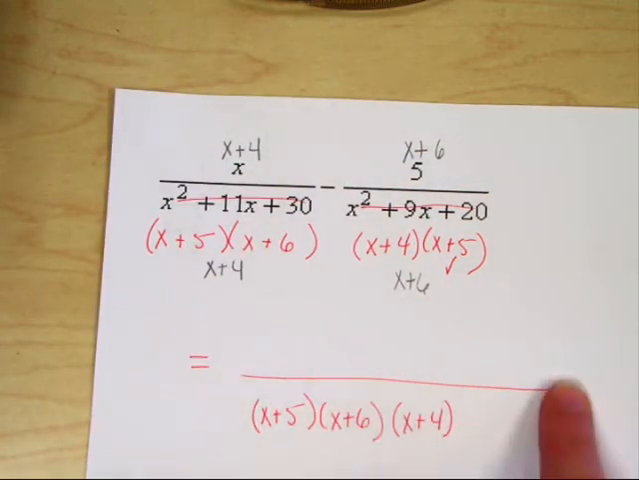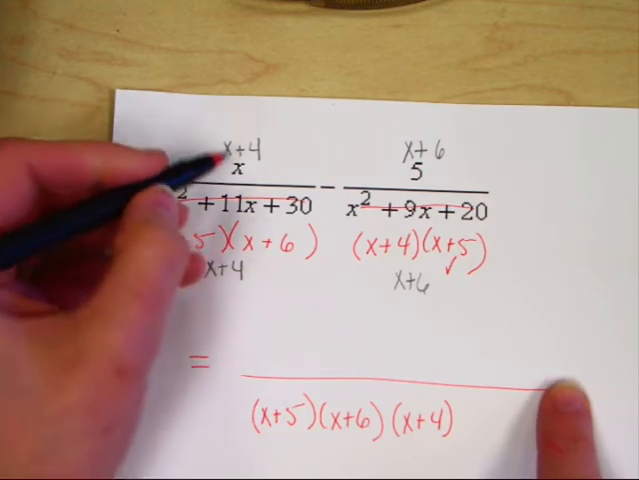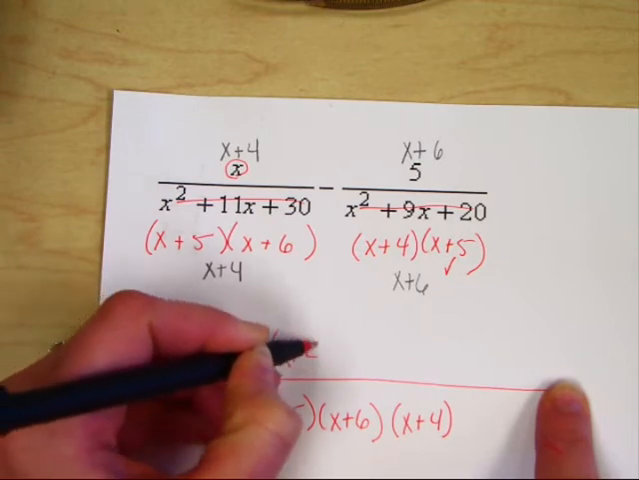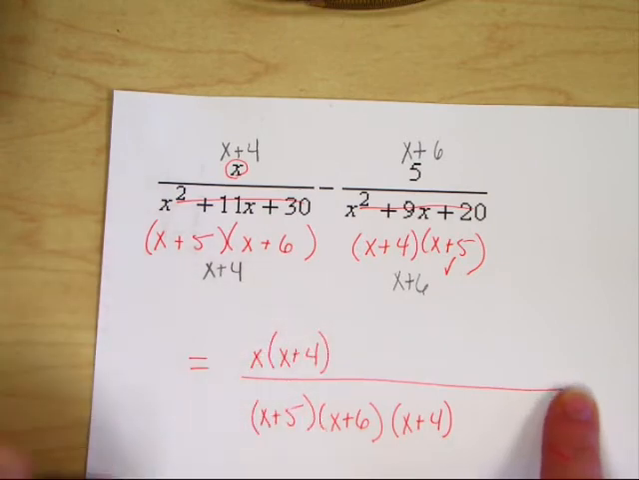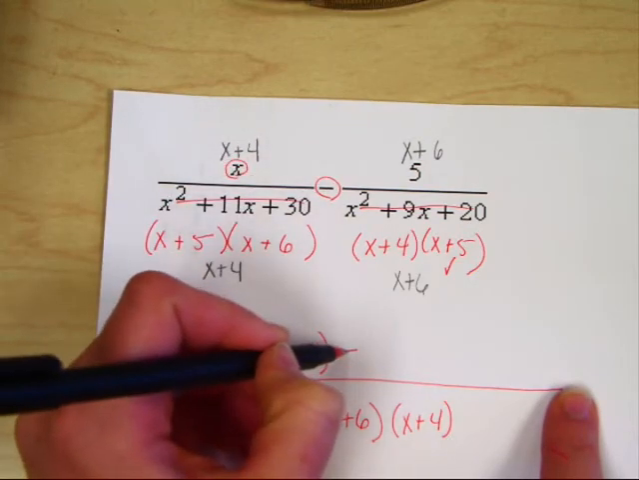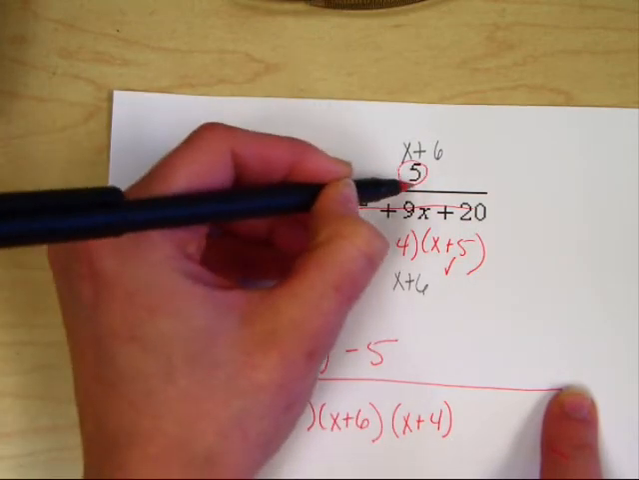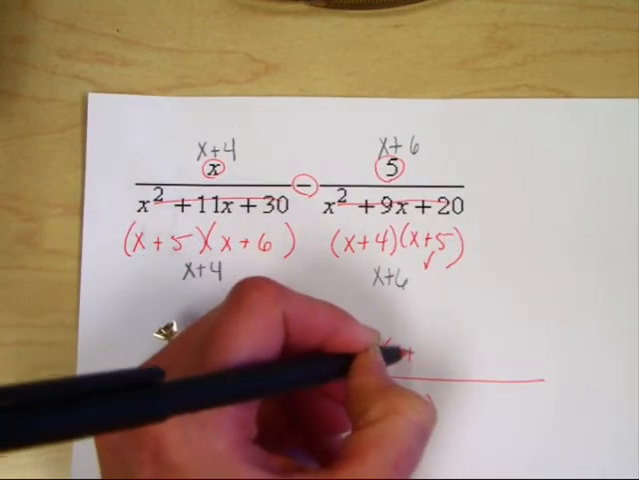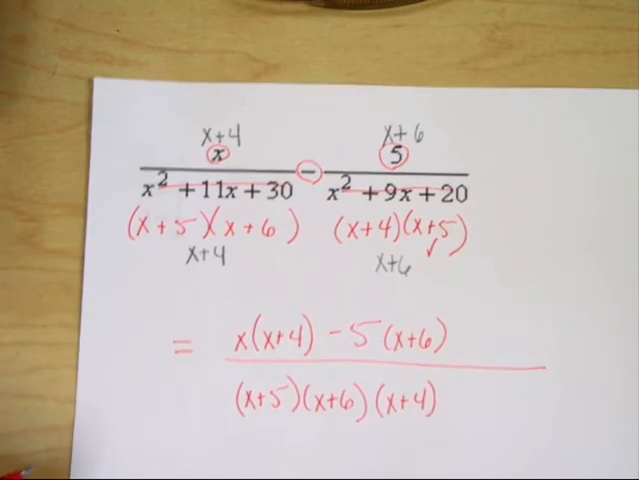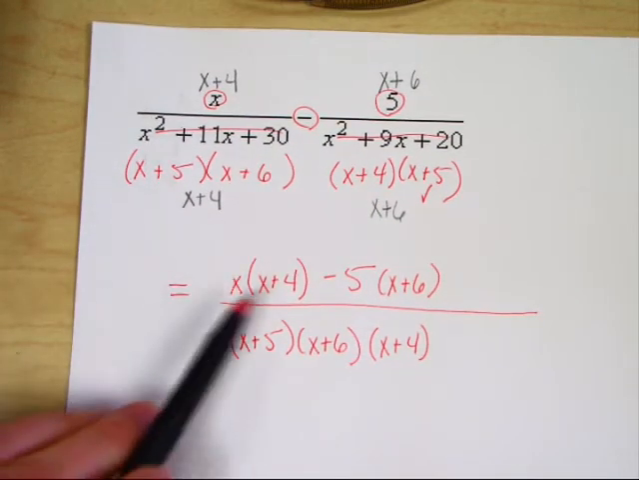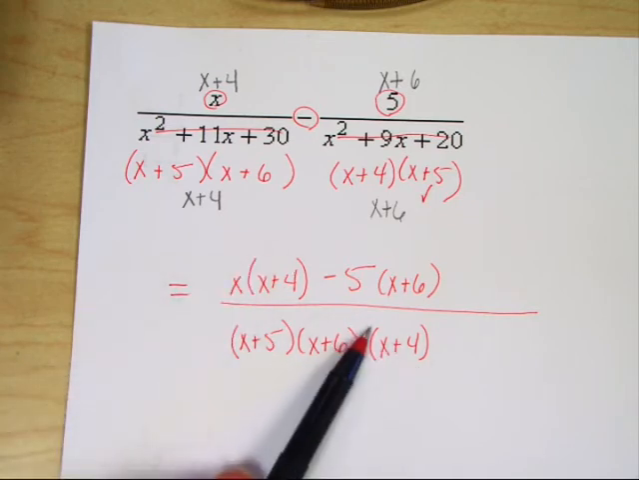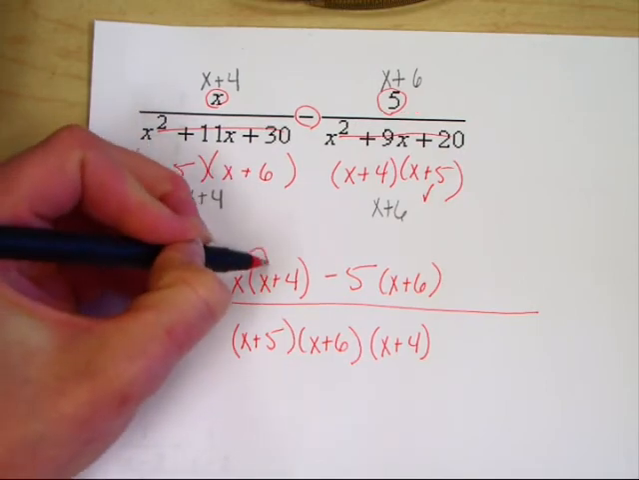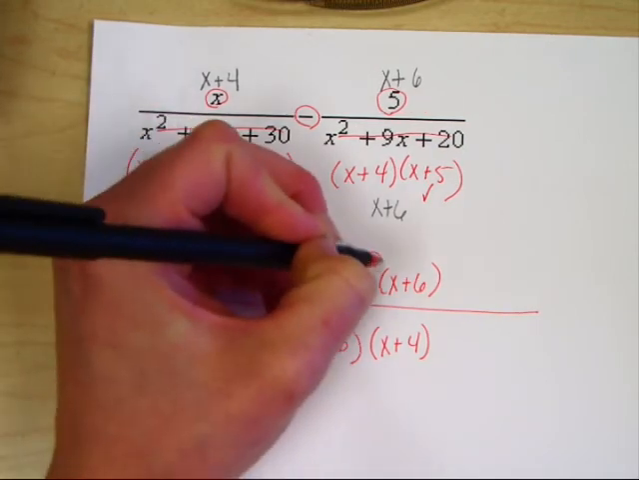Now I'm going to rewrite the numerator. So I bring down my original x, and I also bring down the x plus 4 that it needs. I bring down my minus sign and my 5. But the 5 needs an x plus 6. After we've made it this far, please do not try to cancel out the x plus 4 and the x plus 4 and the x plus 6 and the x plus 6. You have to distribute in before you start canceling things.